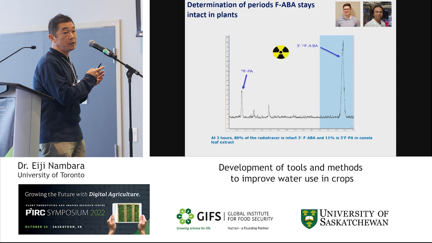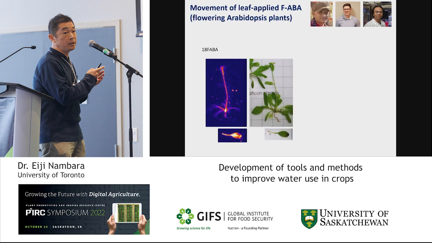So it reflects the localization or movement of FABA. Then we applied this to Arabidopsis. Here, I think you can see, this is the applied leaf, which we just dissected from here. After 2 hours, the ABA signal primarily moved to the inflorescence or root.